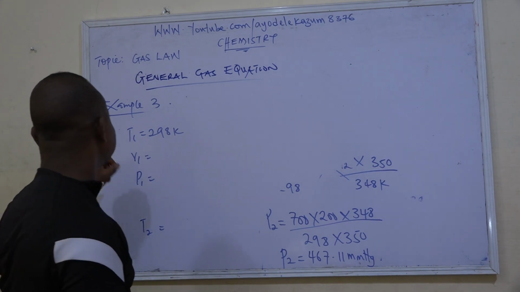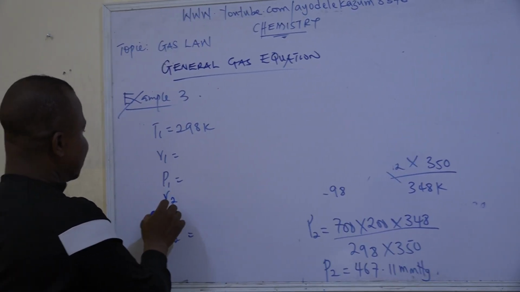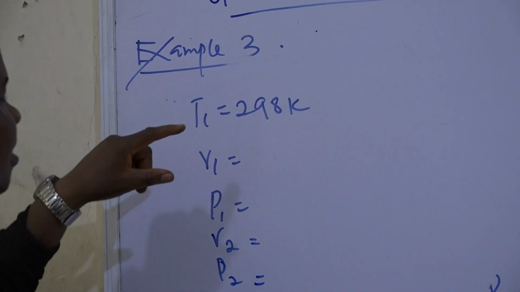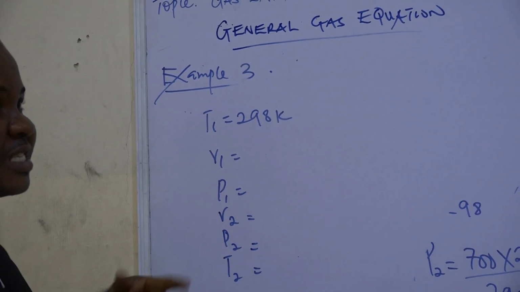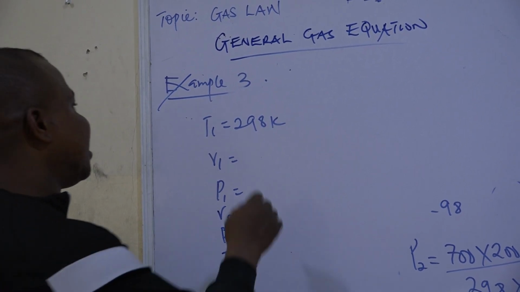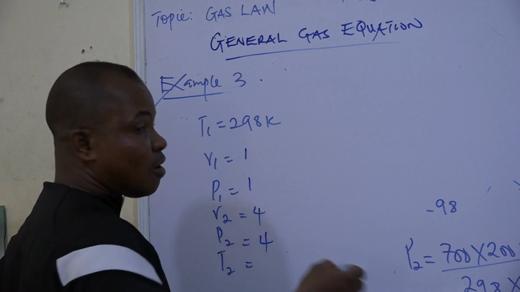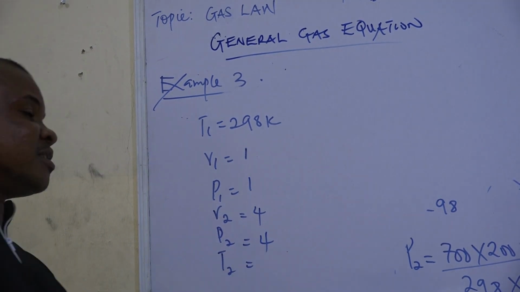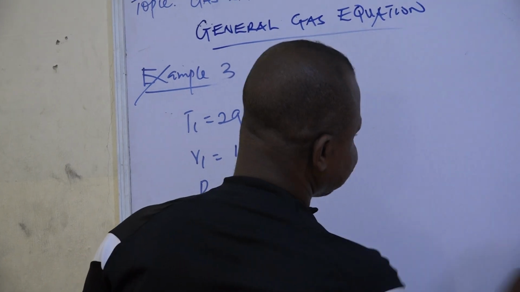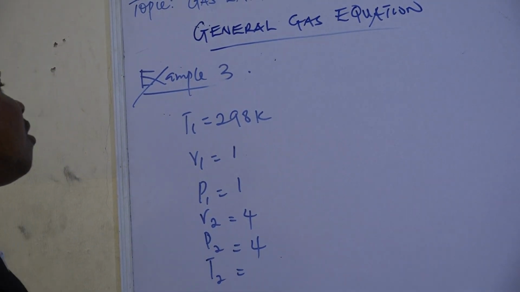We have T1, V1, P1, and we need our V2 and P2. The question said the values were heated to 4 times the original value. You can decide to pick: my initial is 1, and this one is 4. Or you could pick 2, then you just look at the number 4 times. Okay, we have our parameters. We are looking for the temperature, of course, in Kelvin.